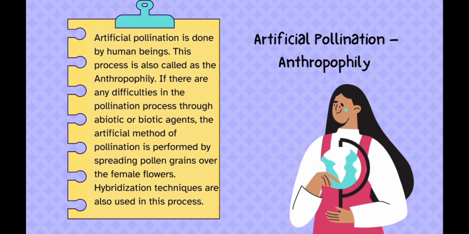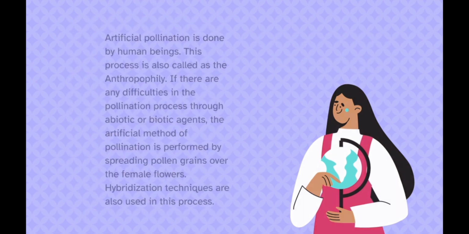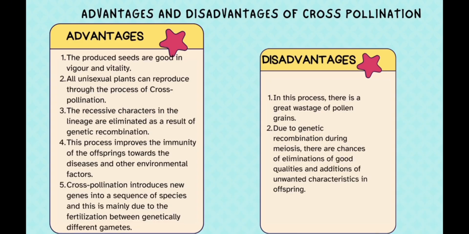Artificial pollination. Anthropophily. Artificial pollination is done by human beings. This process is also called anthropophily. If there are any difficulties in the pollination process through abiotic or biotic agents, the artificial method of pollination is performed by spreading pollen grains over the female flowers. Hybridization techniques are also used in this process.